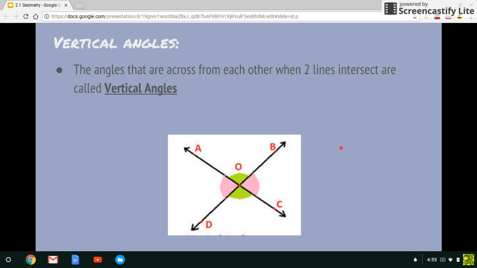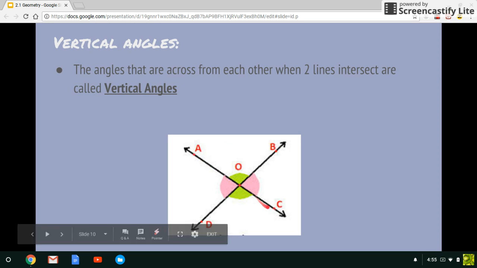Okay, last thing we're going to talk about today is vertical angles. The angles that are across from each other when two lines intersect are called vertical angles. Right here we've got the line AC intersecting with the line BD at point O. And the angles that are across from each other, so these two green ones and then these two pink ones, are vertical angles. The green ones are vertical to each other, the pink ones are vertical to each other.